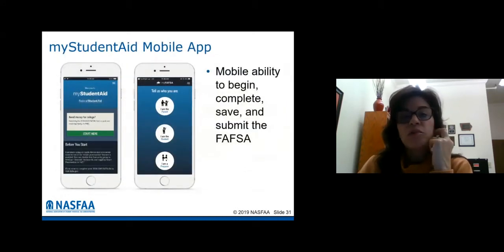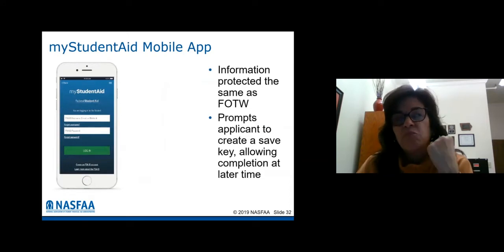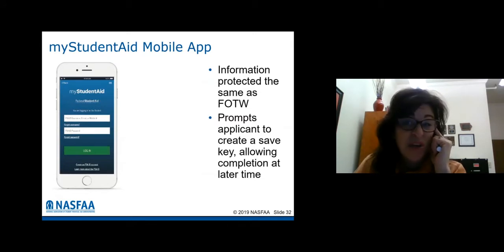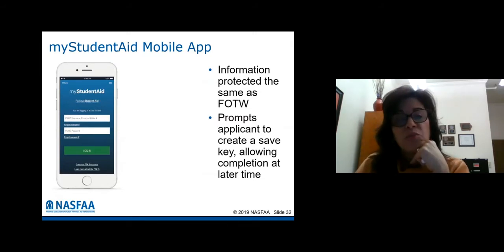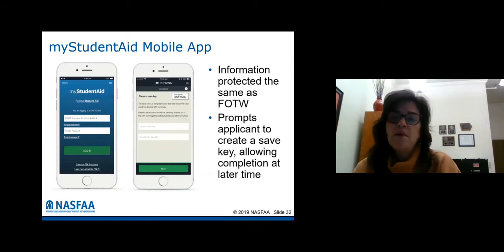This is what it looks like on the mobile app. Like I said, I've never done one on a mobile app. My eyes are too weak for that. But it's the same prompts and it follows the same logic as FAFSA on the web. So I think it's probably a great product and something that the kids probably love. The information is protected the same as it is on the web.